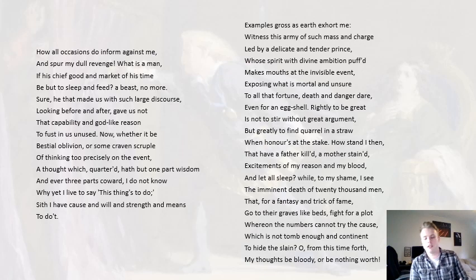And again, he's using the other examples to show him why he should do it. Examples gross as earth exhort me. Witness this army of such mass and charge, led by a delicate and tender prince. So he himself is a delicate and tender prince. He's saying, this provides me with an example. The army is acting even without any genuine need.